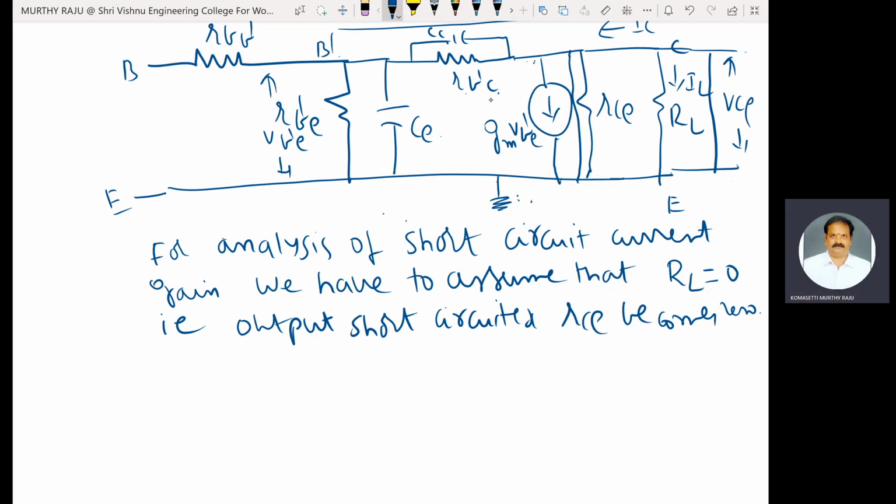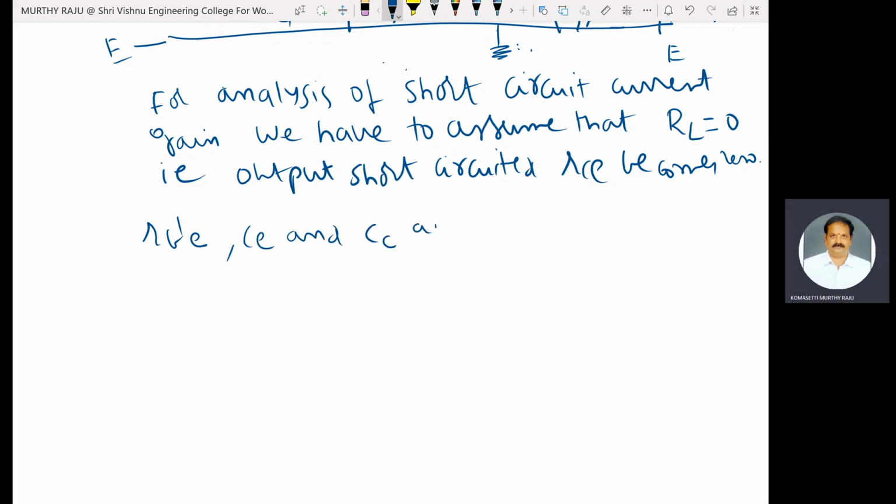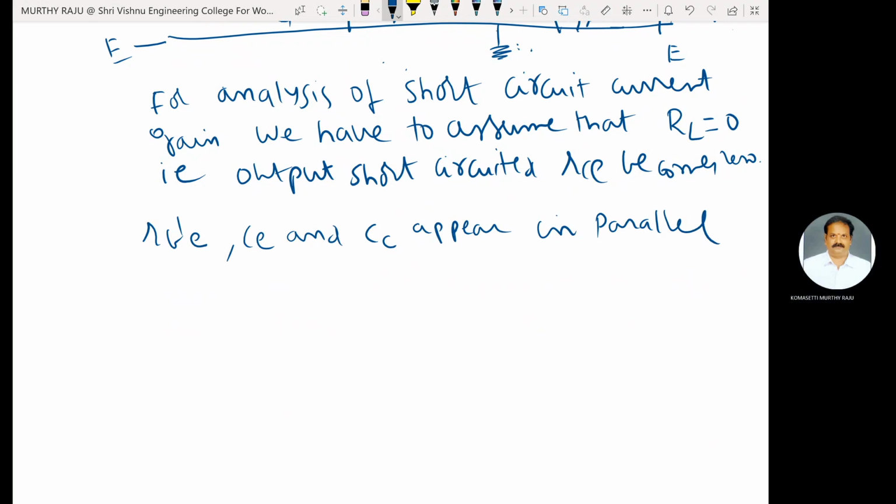RB'C is 4 megaohms. But at high frequencies, CE and CC are compulsory because these two capacitances play an important role at high frequencies. CC and CE are connected in parallel. A low value in parallel with a high value is approximately equal to the low value, so it is approximately RB'C. Therefore, the simplified circuit diagram has RB'C, RB'E, CE, and CC appearing in parallel.